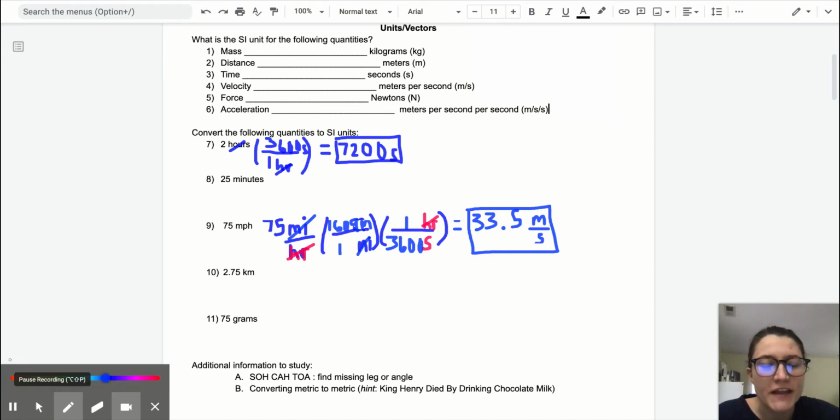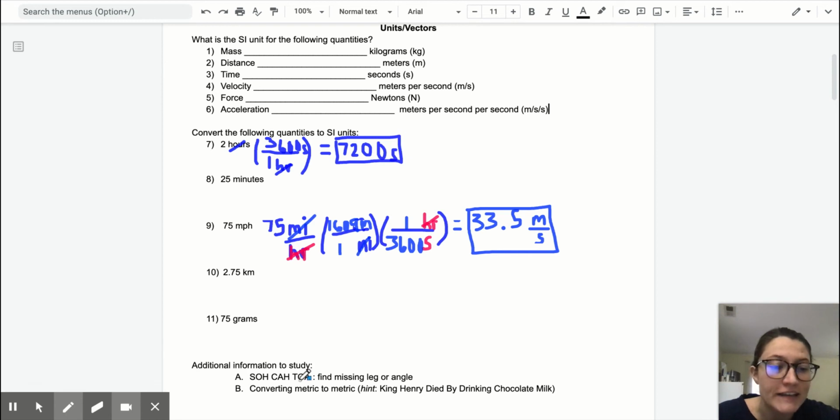If you had trouble with any of these, this is obviously from our first unit, so you want to take a look at the metric conversion quiz and the metric conversion homework, which there is a link to in Google Classroom. Besides unit conversions within this unit, we also had SOHCAHTOA, finding the missing leg of a triangle or missing angle, which we review a little bit later in the packet, and converting from metric to metric, which is a similar process here as well.